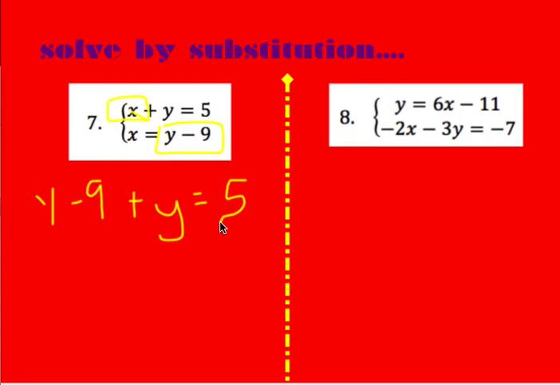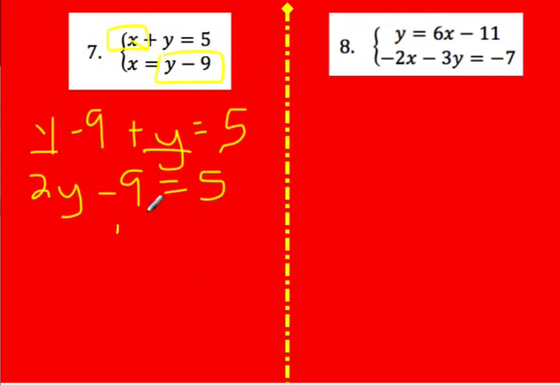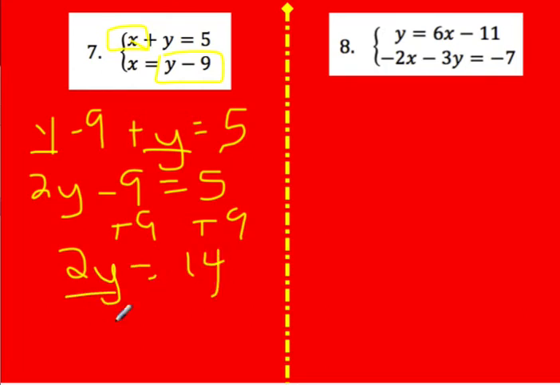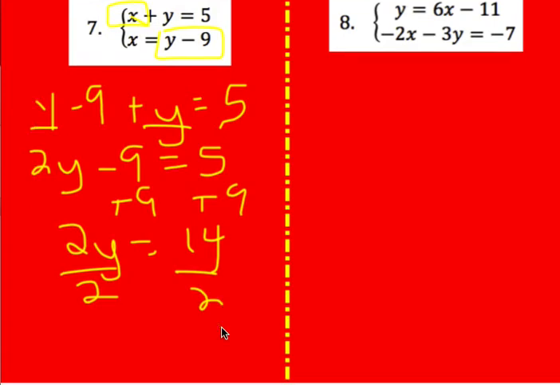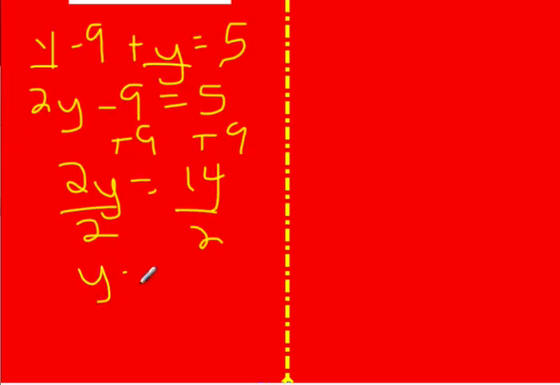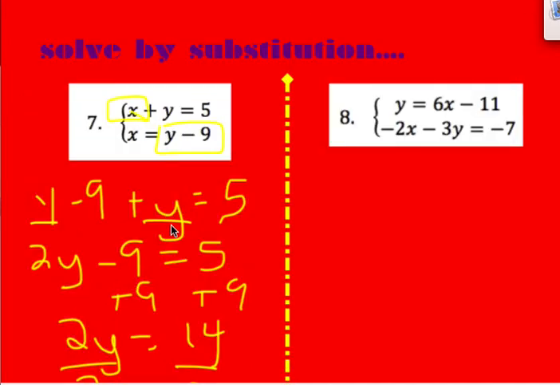So now I need to solve. y plus y is going to be 2y, minus 9 is equal to 5. Then I need to add 9 to both sides. So 2y is equal to 5 plus 9, which is 14. Then divide both sides by 2, and I end up getting that y is equal to 7.